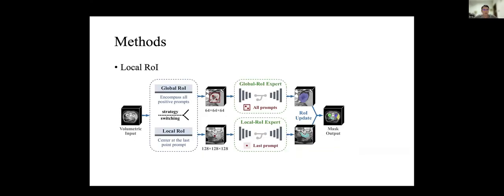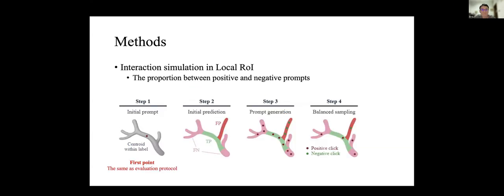By the way, there is another advantage of our global ROI. We can input all the prompts into the prompt encoder, instead of just using the last one, and our ablation study also showed this can improve the accuracy. And this is the simulation. Next is our modification in the local ROI.